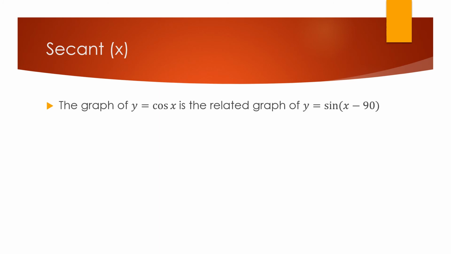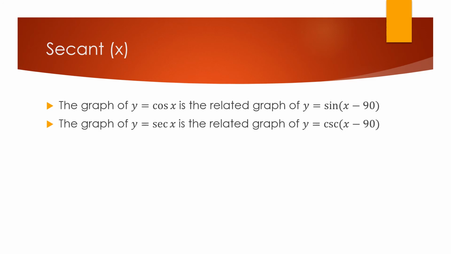We can also think about our transformations. We know that the graph of y equals cos x is the related graph of y equals sine of x with a horizontal shift 90 degrees to the left. So therefore, the graph of y equals the secant of x is the related graph of y equals the cosecant of x with that shift 90 degrees to the left.